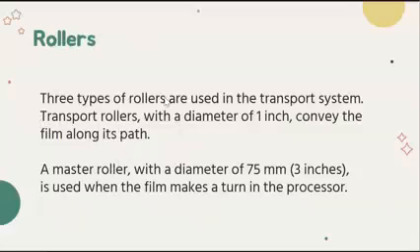Okay? Transport rollers, the first one, with a diameter of 1 inch, convey the film along its path. So this is the basic type of roller. Okay, so in every transport track, we have what we call a transport roller or transport rollers. Second type of roller is a master roller with a diameter of 75 millimeter or 3 inches. Is used when the film makes a turn in the processor.